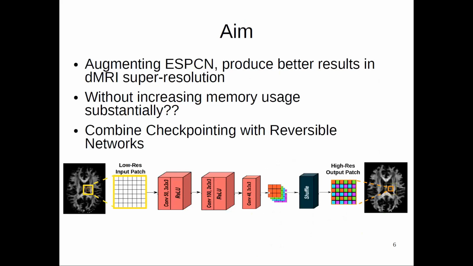So the aim of this paper was the idea of augmenting the ESPCN, which is the network used in our previous IQT paper, and to see if we could produce better results in diffusion MRI super resolution without increasing the memory usage. And our plan was to combine 2 techniques called checkpointing with reversible networks.